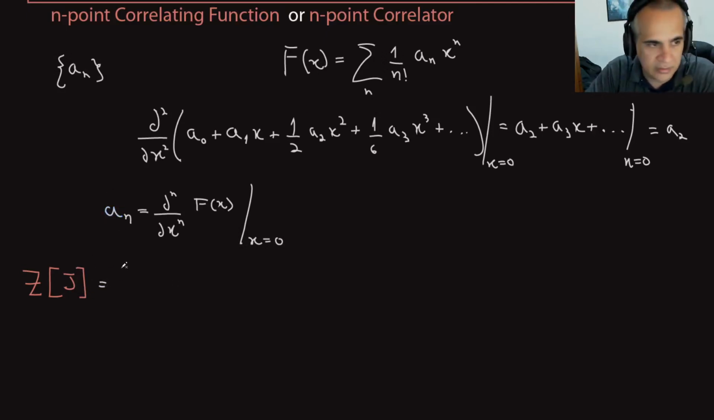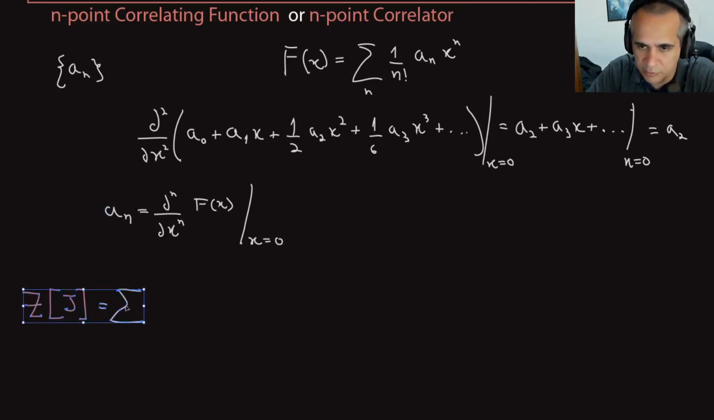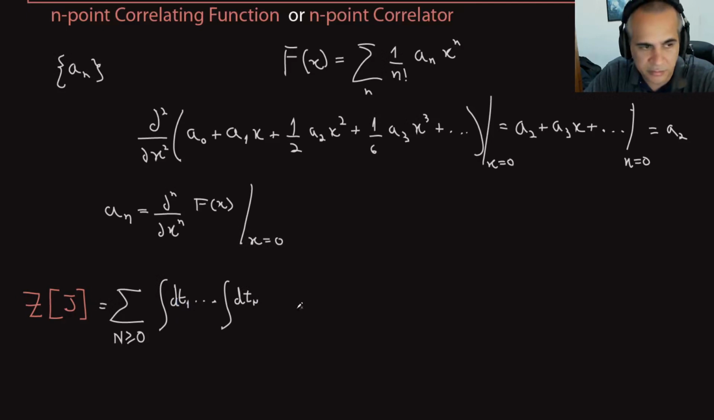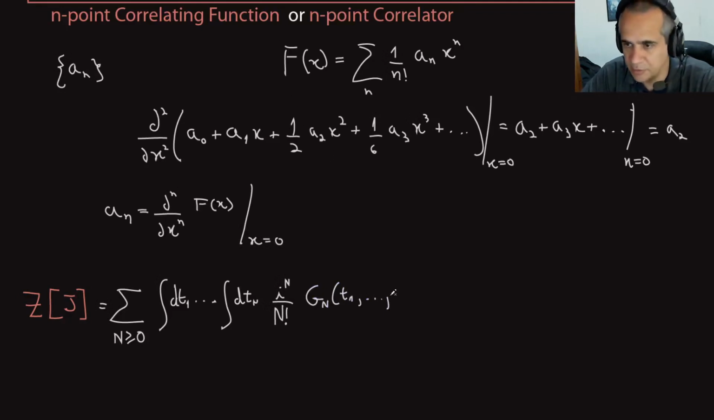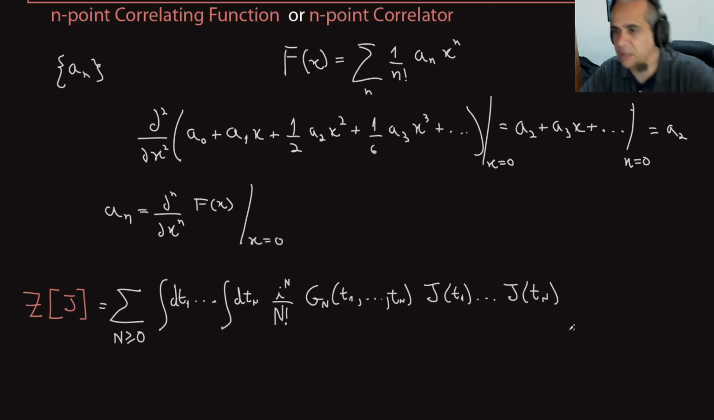And I will define this as the sum over n bigger than 0 of a product of integrals that goes from dt1 to dtn. So in each term of the sum I have more and more integrals. i to the n over n factorial, times g_n of t1 to tn, and this is the endpoint function, the correlator that I have up here, times J of t1 up to J of tn, and these are just a product of these J functions n times, capital N times.